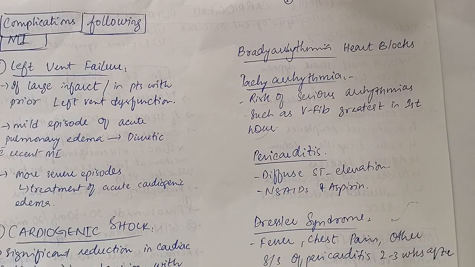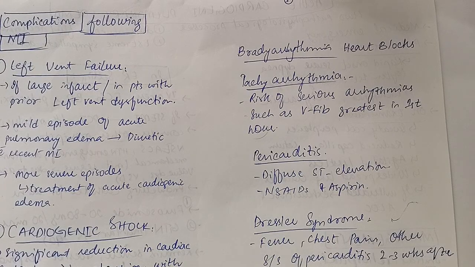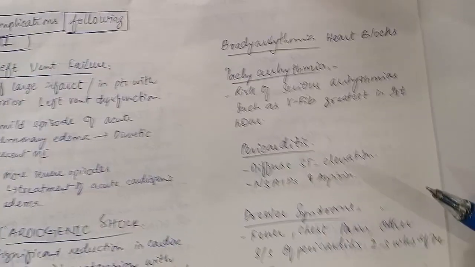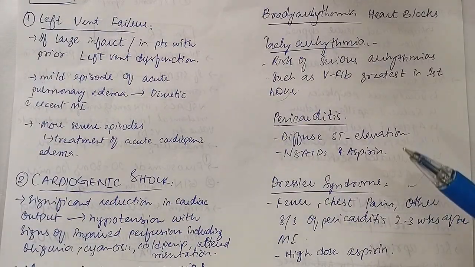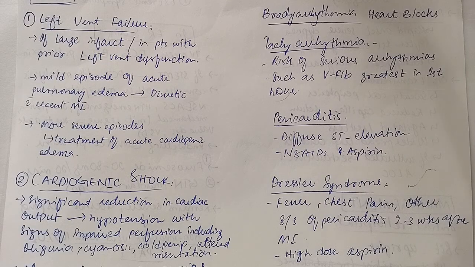Post-MI pericarditis would present as the normal pericarditis: chest pain which is increased on inspiration, pleuritic chest pain, and the patient would have diffuse ST elevation on the ECG. Only NSAIDs and aspirin are given, and symptomatic treatment is given in this case.